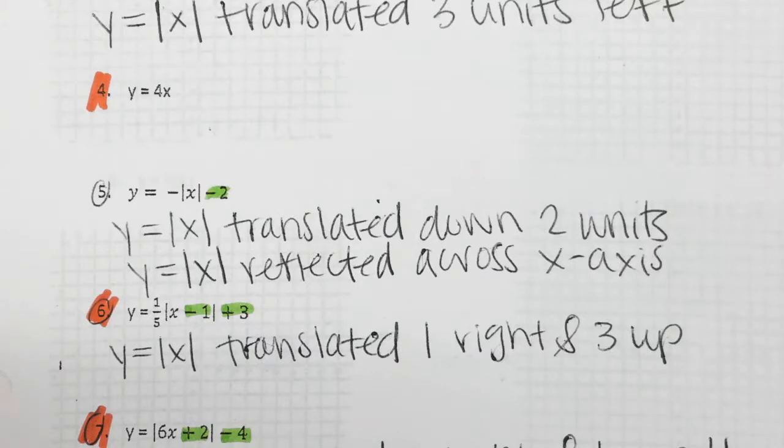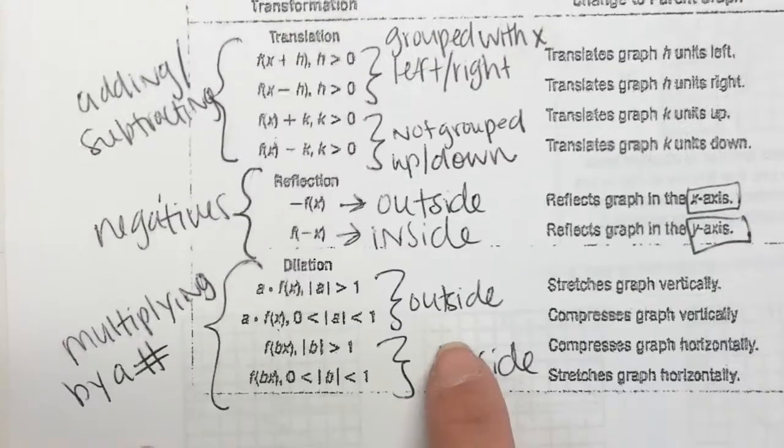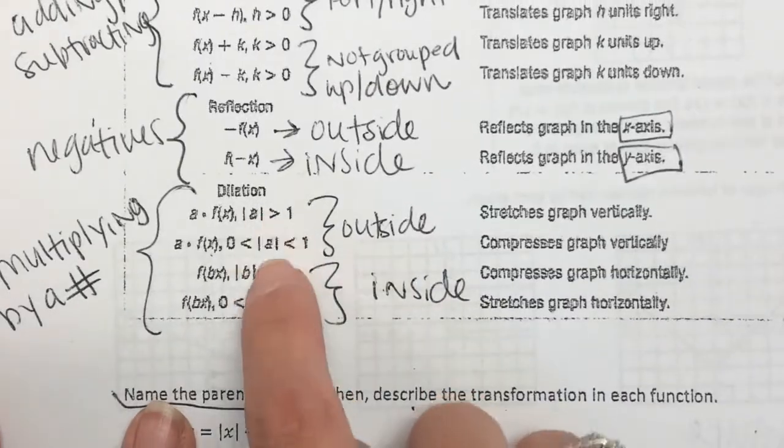Grouped means there would be what? Parentheses or absolute value bars. So is this grouped with x? Nope, it's on the outside. So let's look back. If it's on the outside, now these come in handy.